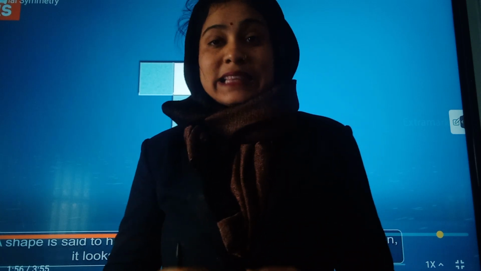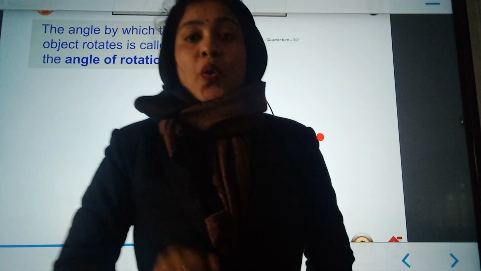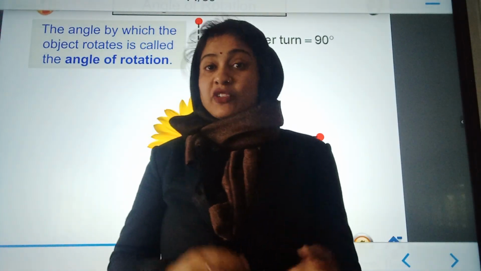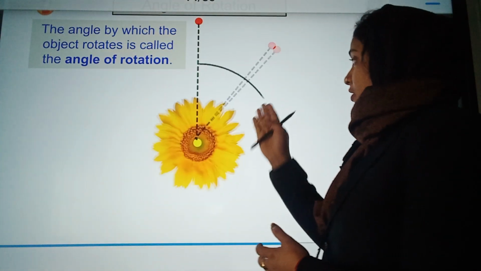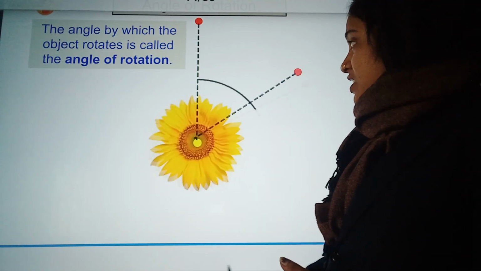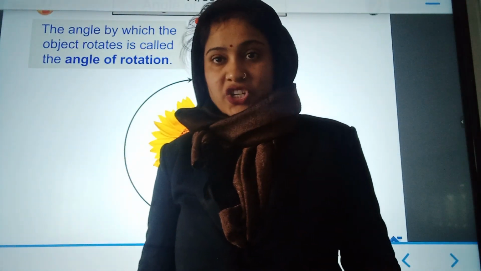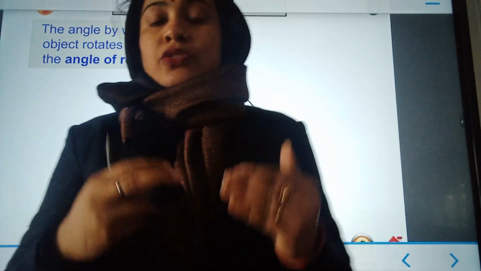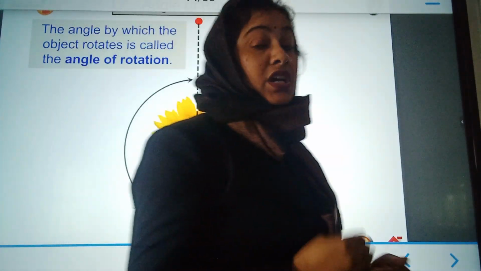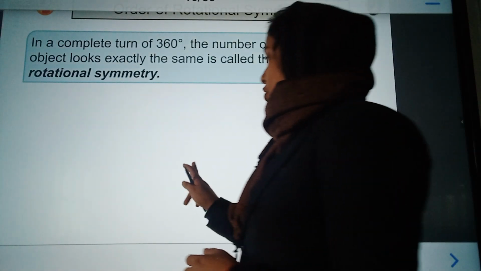Now we are going to start with a new topic, that is the order of rotation. Yesterday we were discussing the angle of rotation, in which we learned the complete rotation is 360 degree and the half turn is 180 degree. Then we discussed the quarter turn. Now we have to discuss a new subtopic, that is order of rotation. So what is order of rotation?